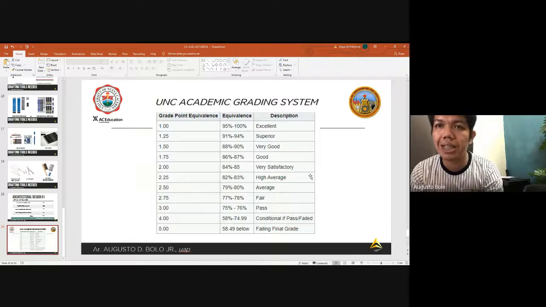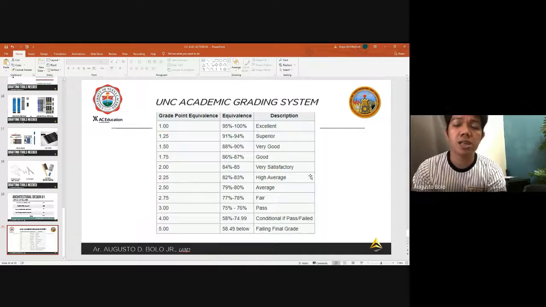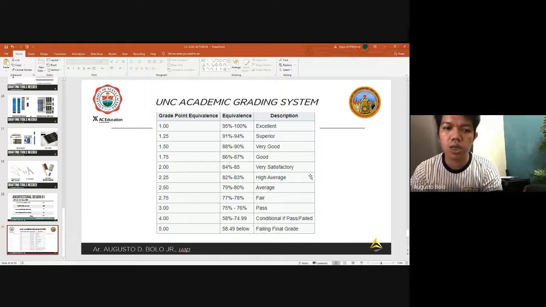And the topnotch grade, flat 1, is equivalent to 95 to 100% grade. Excellent. Sir, attainable ba yung flat 1? Yes, of course. I am giving flat 1 for those students who did their best with flying colors.